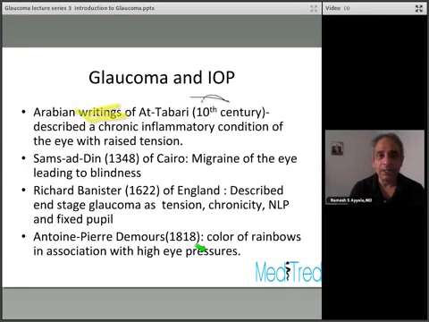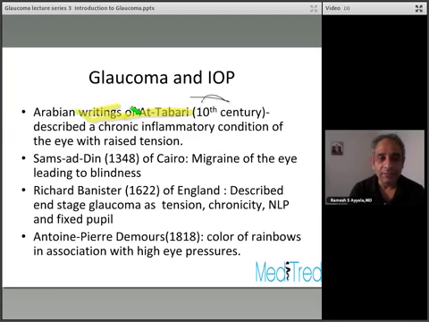The glaucoma and IOP, the association between intraocular pressure and glaucoma was first made in the 10th century by this guy, Al-Tabari, who's from the Middle East, and he described a chronic inflammatory condition of the eye with raised tension.